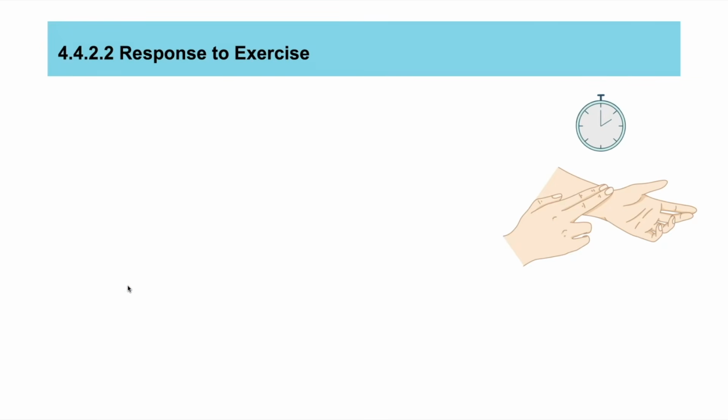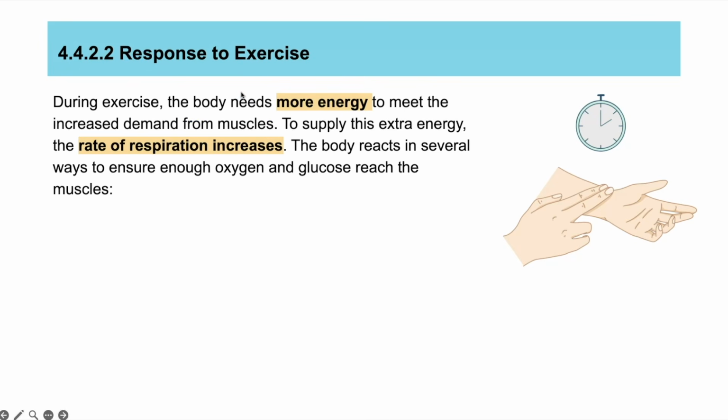We then move on to the next part of the spec for topic 4, which is response to exercise. During exercise, your body needs more energy because your muscles are contracting and relaxing, and to do that, they require more energy. So to supply this extra energy, the rate of respiration has to increase. And if you're respiring more, the body responds in several ways to ensure that your respiring cells are being provided with sufficient oxygen, so aerobic respiration can continue, and also glucose, because that is one of the reactants.